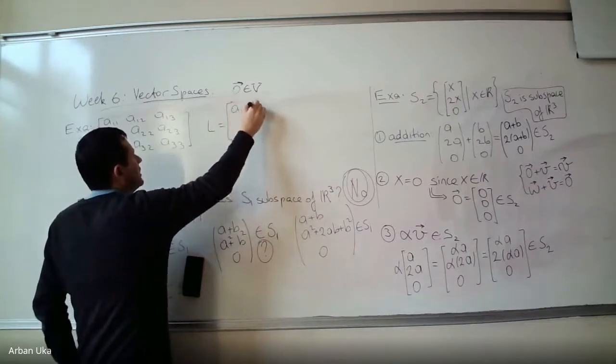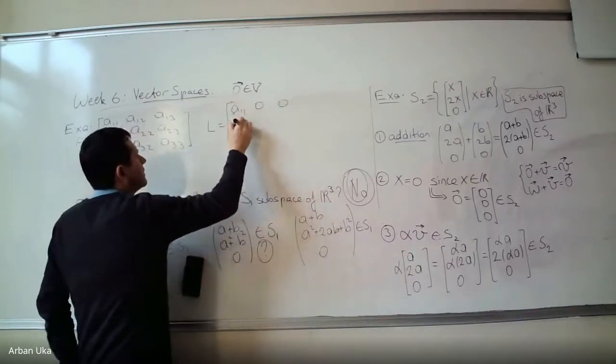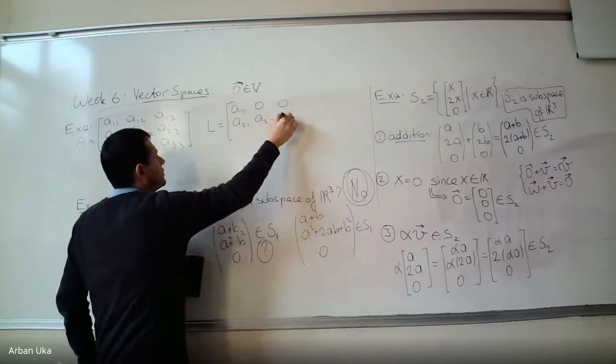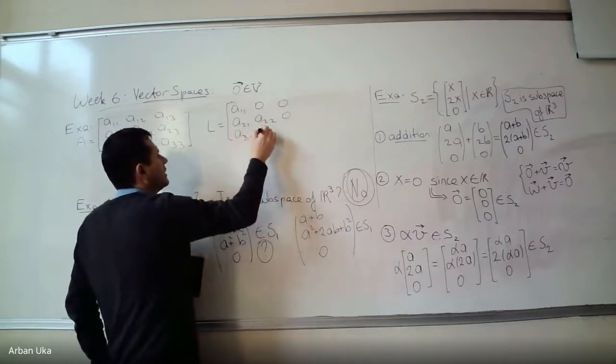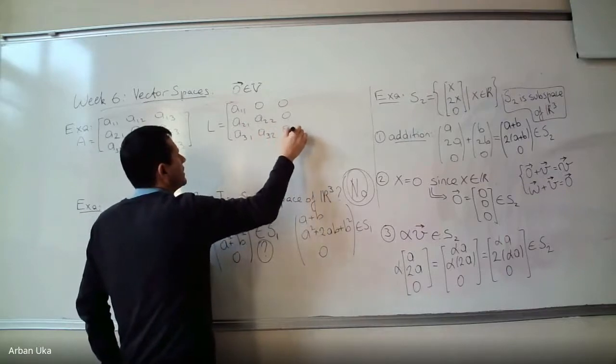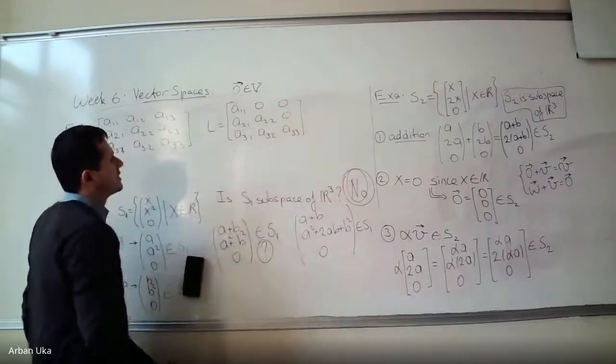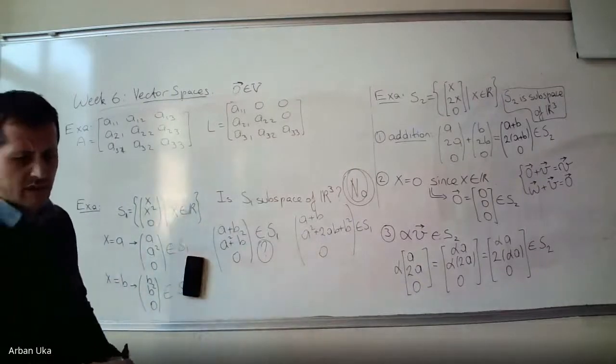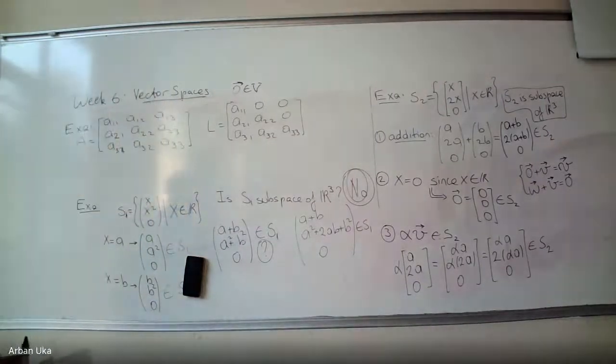This is A11, 0, 0, A21, A22, 0, A31, A32, A33. What is this matrix? This is the lower triangular matrix. Now, the question is the following. Is the matrix L a subspace of matrix A? So if A constitutes a non-zero set, which includes all the 3 by 3 matrices, is L a subset of A? What do you think?